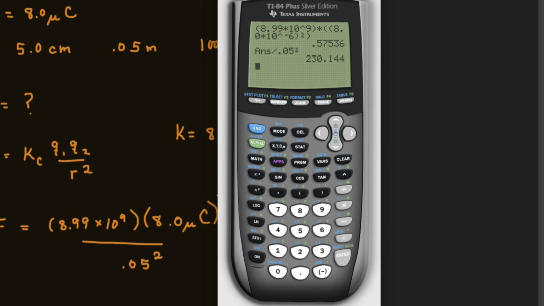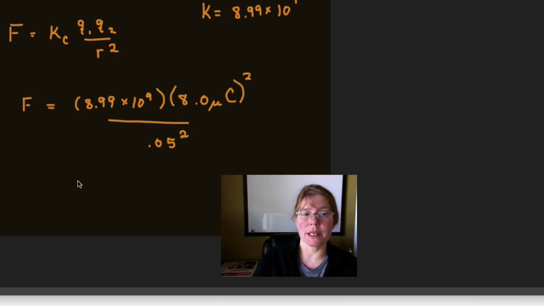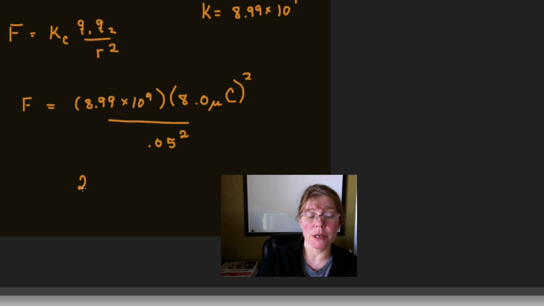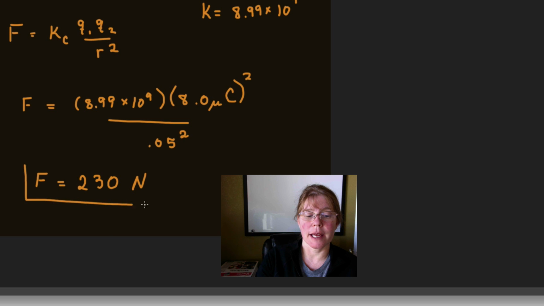Now 230.144, we're only going to use 2 significant figures, so it's 230. And that is a force, so it will be in newtons. So our electrical force is equal to 230 newtons.